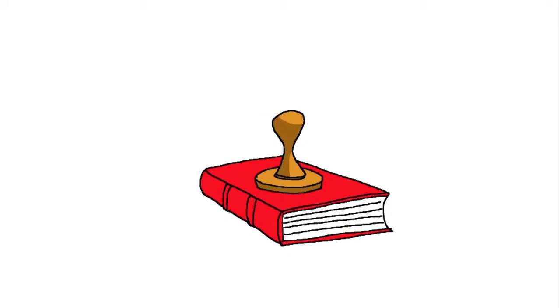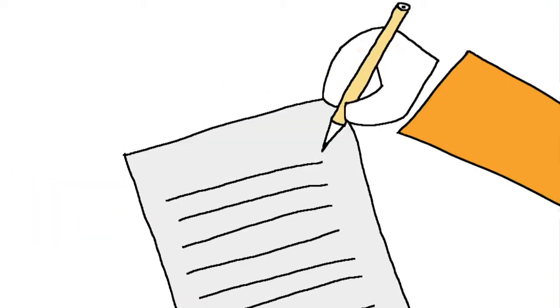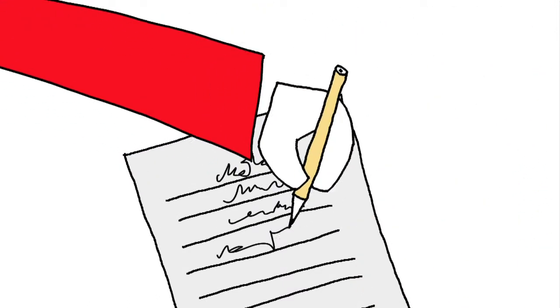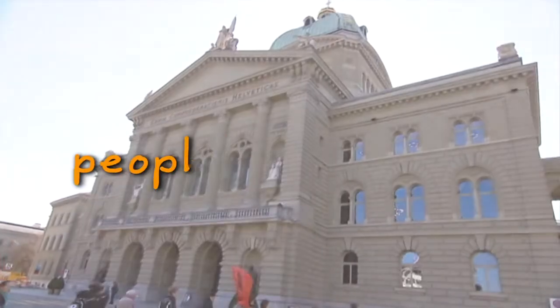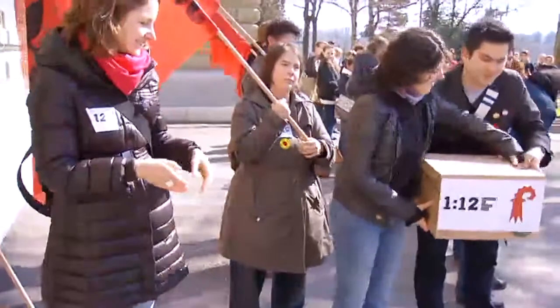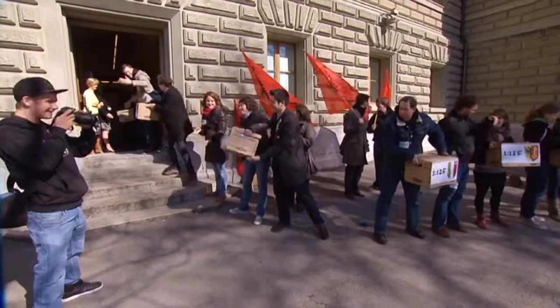People can overturn laws made by the Parliament by launching a referendum. If they manage to collect 50,000 signatures within 100 days, the bill has to be voted on by the public. The People's Initiative enables citizens to make alterations to the Swiss Constitution. To hold a public vote on an initiative, 100,000 signatures have to be collected within 18 months.